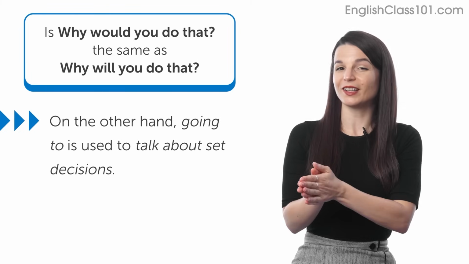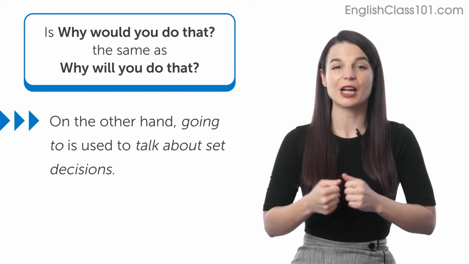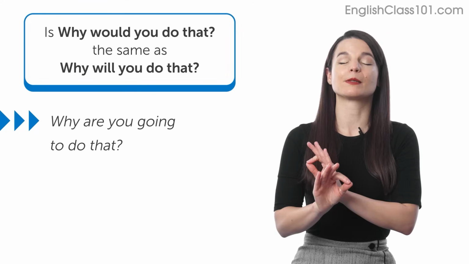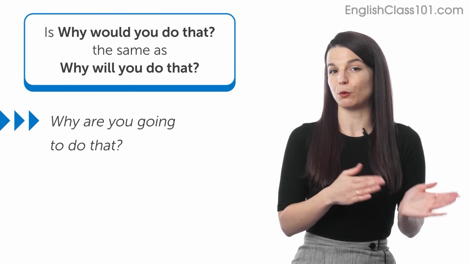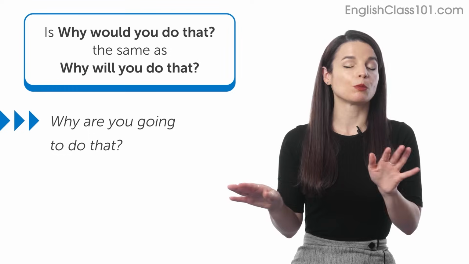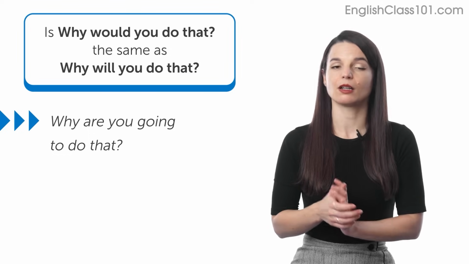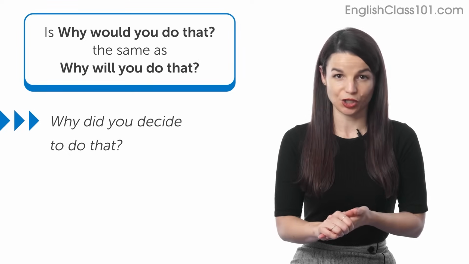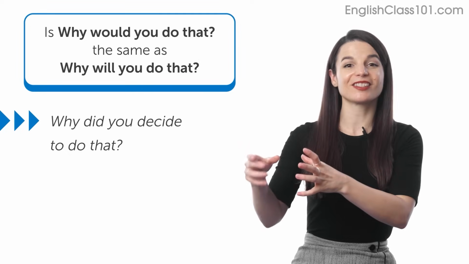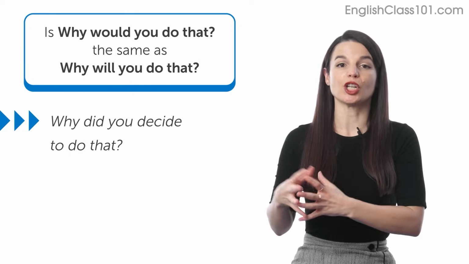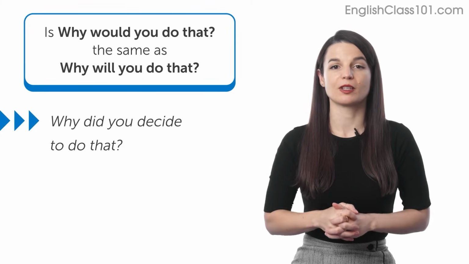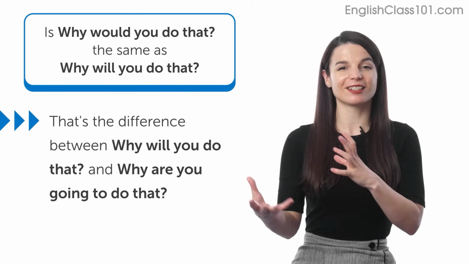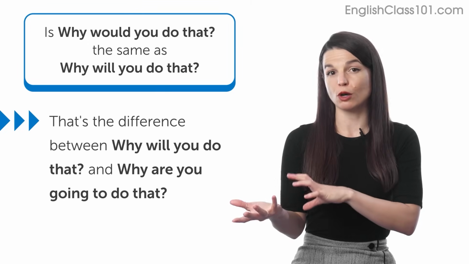On the other hand, going to is used to talk about those 100% sure decisions, yeah? Why are you going to do that? Sounds much more natural than why will you do that? So for this reason, we would not say, why will you do that here? We'd say, why are you going to do that? Or maybe, why did you decide to do that, right? It's like saying, I understand this is your decision and I just want to know the reason for it. Of course, you could just say, oh, why, as well, if you don't want to think about these kinds of things. So this is the difference between why will you do that and why are you going to do that.